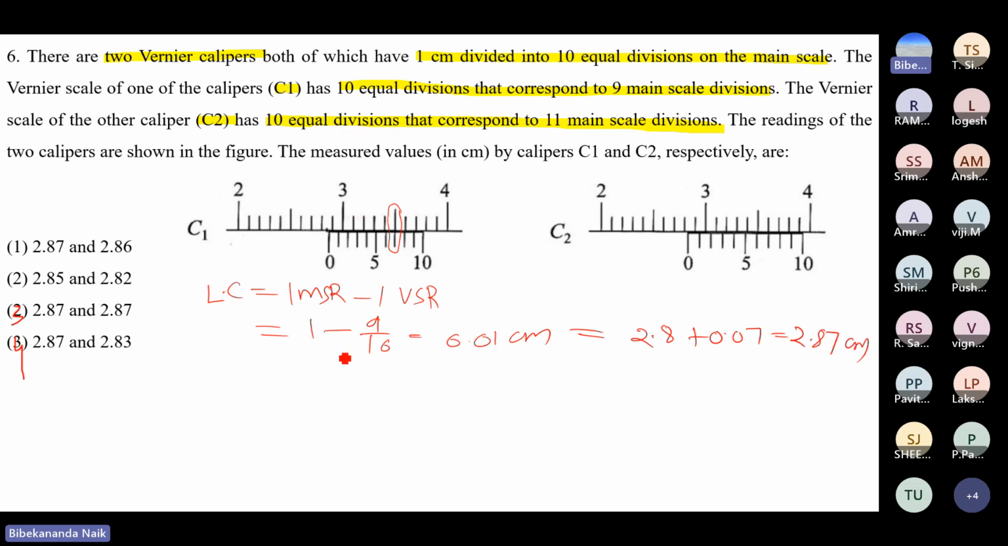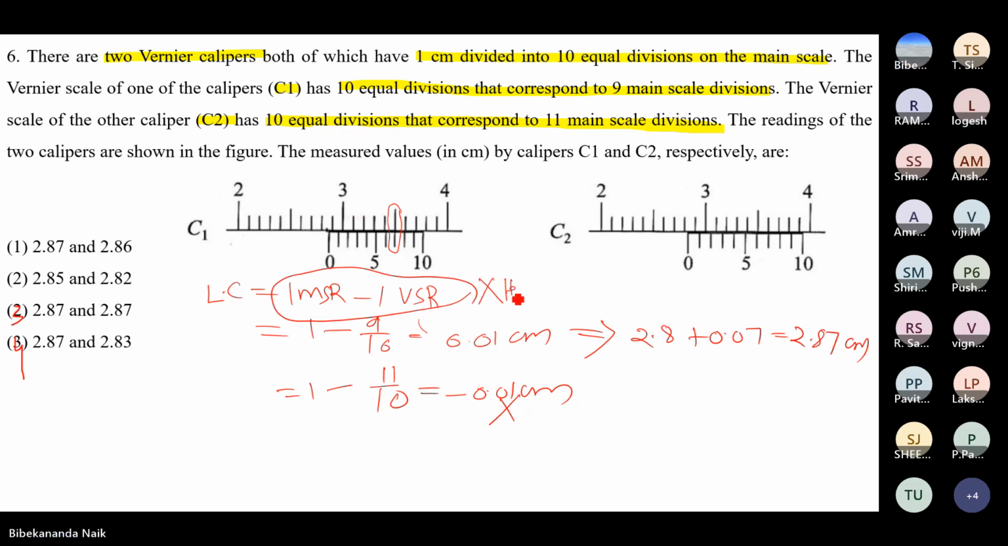But if we apply this same thing for C2, it will be 1 minus 11 by 10. So it will be minus 0.01 centimeter. But that cannot be possible because least count should be positive. So in this case, since 10 divisions of the vernier scale correspond to 11 divisions of the main scale, this formula that we are using in previous problems will not be applicable here.